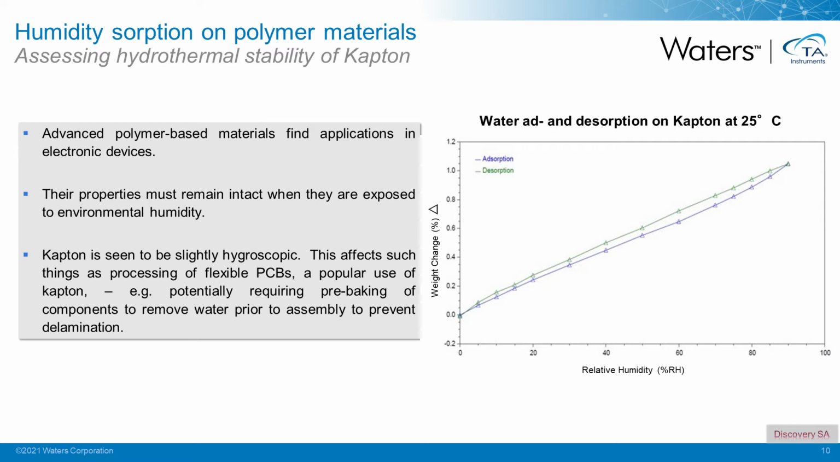In particular, this type of polyimide, Kapton, is used in flexible electronic PCBs. And it turns out that during processing, in the creation of the flexible electronic circuits, you need to pre-bake the Kapton first to drive the water off of it. Even though it's only mildly hygroscopic, you need to drive the water off before you begin to construct the PCB so that you can prevent delamination down the road. So this type of data can have an impact on processing conditions.